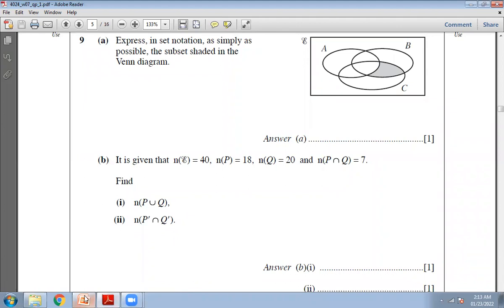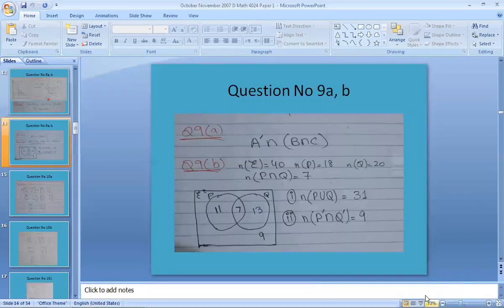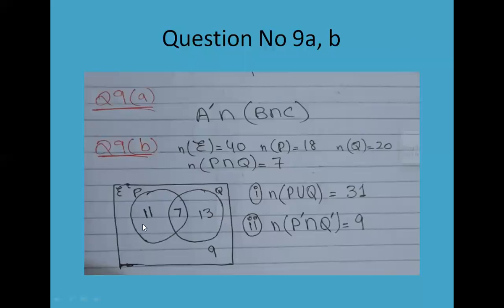Let me show you. It's a good question. Question number 9, B part. Okay, so it's showing up on your screen. So here we go. The total universal set has 40 members, in the P 18, in the Q 20, and the common points between the P and the Q are 7. So I will draw here a rectangle which shows the universal set. And then I will draw two overlapping circles, and I name one as P, the other one as Q. So first of all, we write what is in the overlapping portion. That's the rule. So there are 7 members which are common to both P and Q. So I will write 7 here.